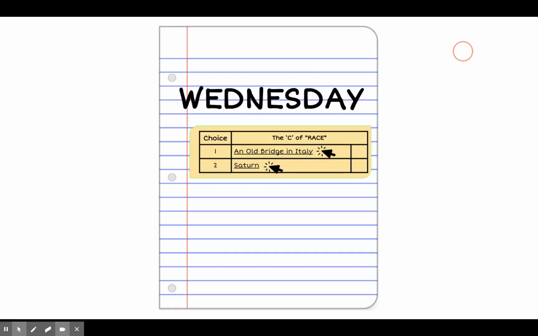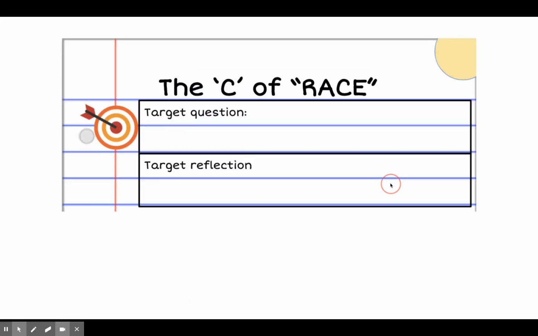So notice that you have choice again. You have two choices. You can choose to do an Old Bridge in Italy activity for our Sea of Race, or you can choose to do Saturn. Either one of these will take you directly there. So make sure that you are going through the instructions first. And then also notice that you can come back here and check these off if you would like to.